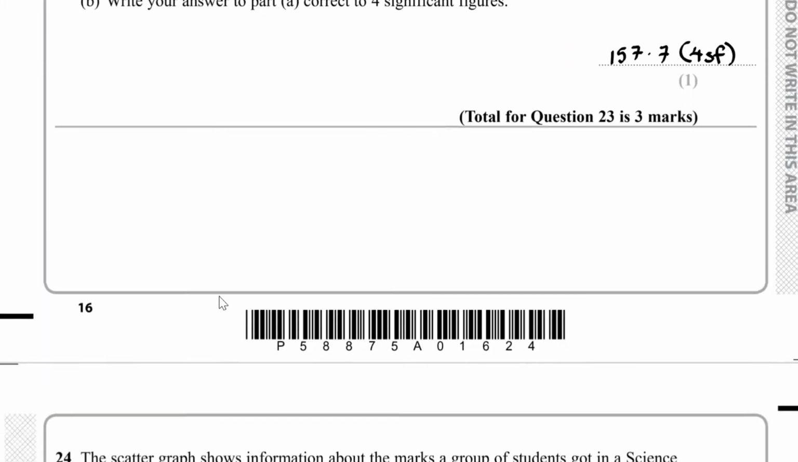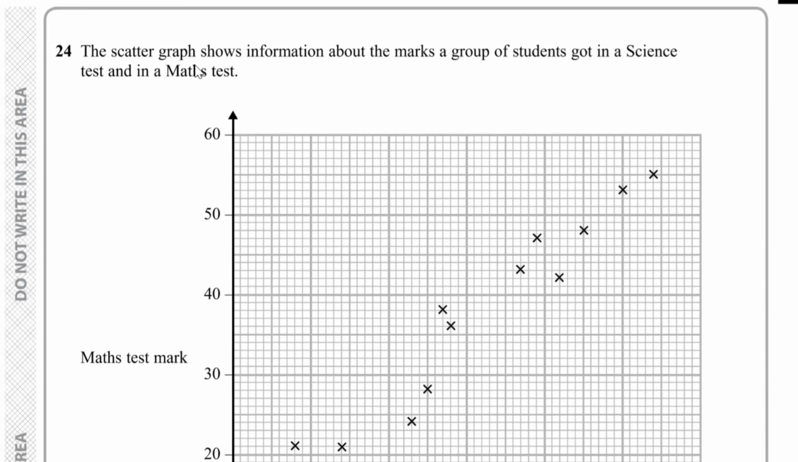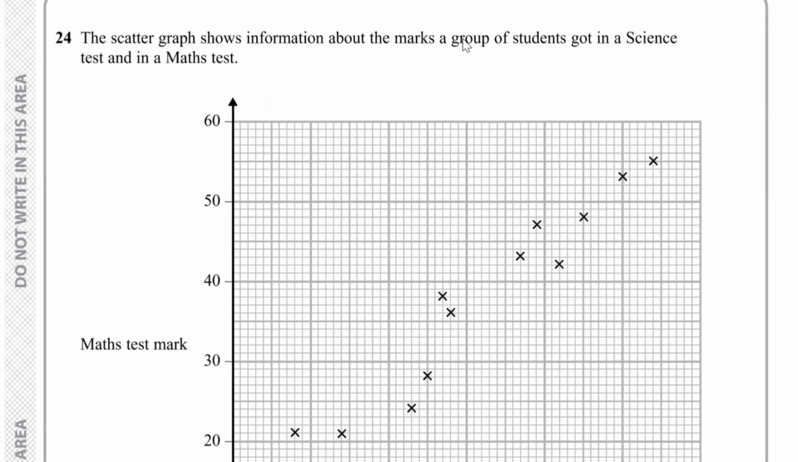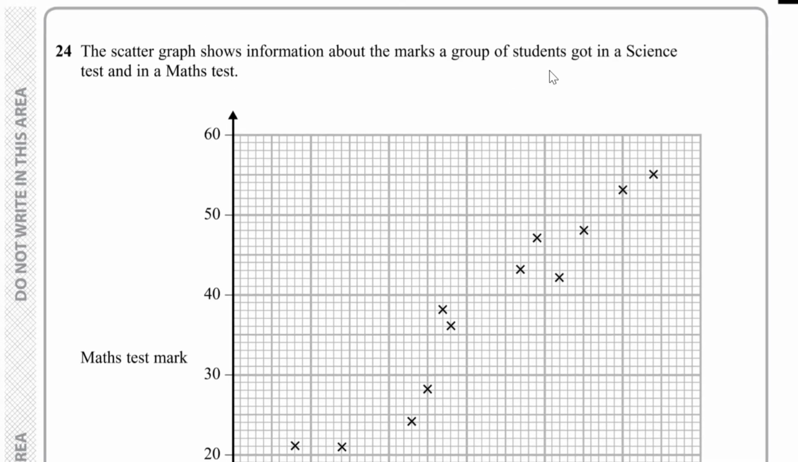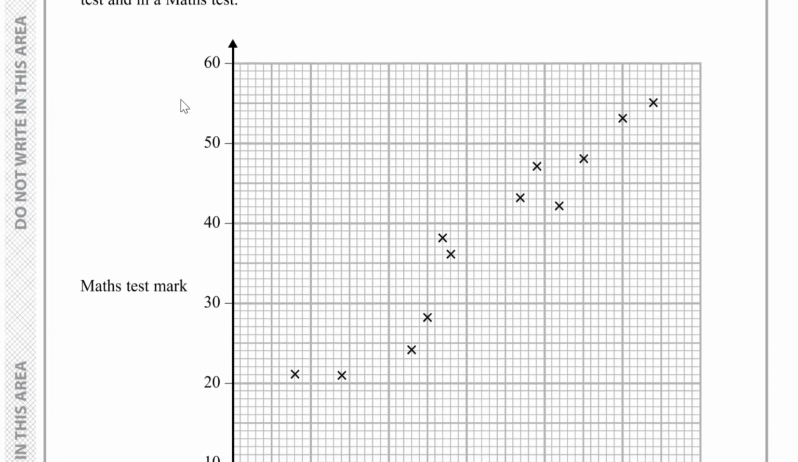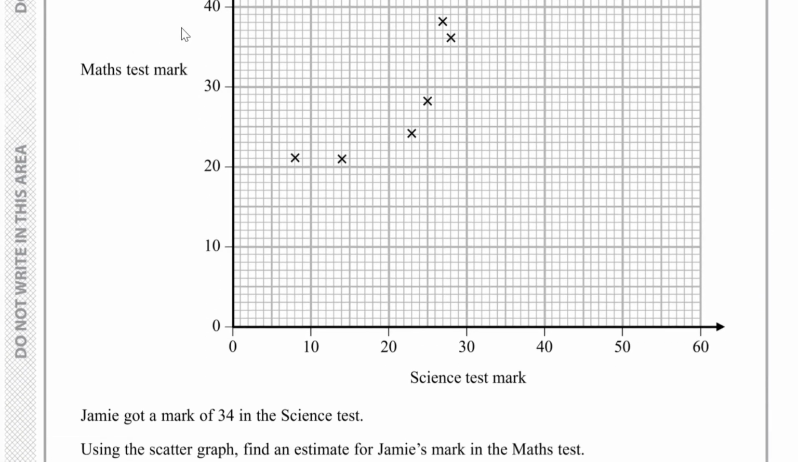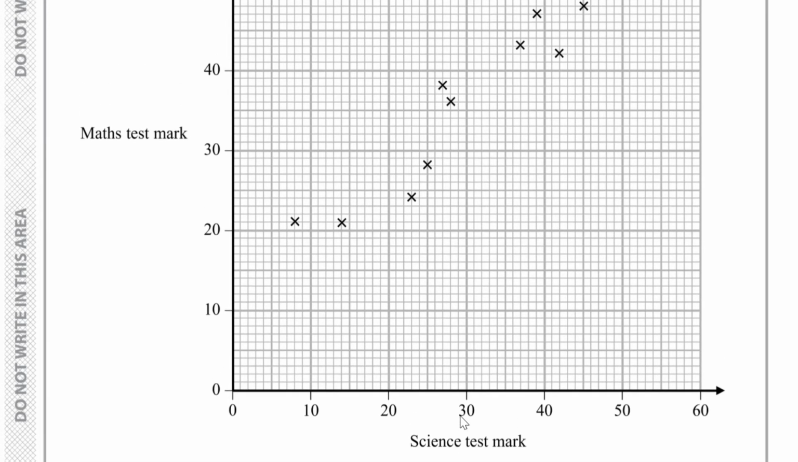Okay, so now for the next question. The scatter graph shows information about the marks of groups of students who got in a science test and a maths test. And for this question, we have Jamie got a mark of 34 in the science test, we have to use the scatter graph to find an estimate for Jamie's mark in the maths test.